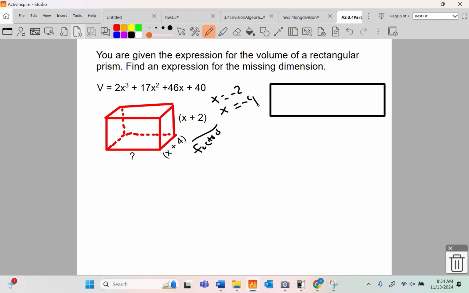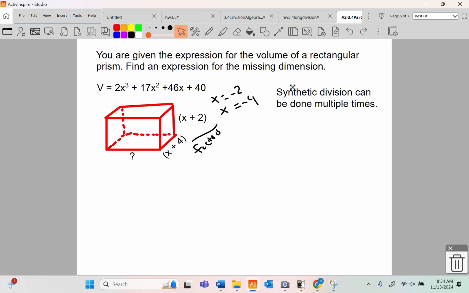Let's see, I think in that little text box there, it says you can do synthetic division twice. Let's see what's in that little text box. Synthetic division can be done multiple times if the remainder is 0. That's a big if. If and only if the remainder is 0. And I can show you what I mean by that.